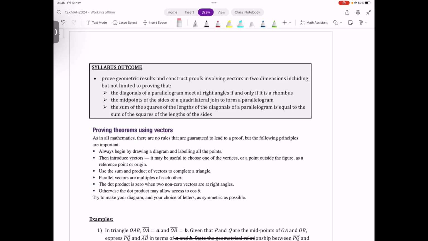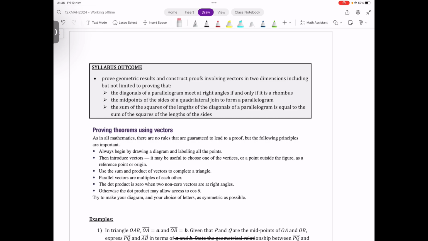All right, so today we're going to have a look at geometrical proofs using vectors. Vectors are very useful for proving certain geometrical properties, especially properties involving parallelograms and right angles. It often helps us solve things using circle geometry, and we can prove lots of different things, such as the midpoints of the sides of a quadrilateral, or the sum of the lengths of the squares in a diagonal.